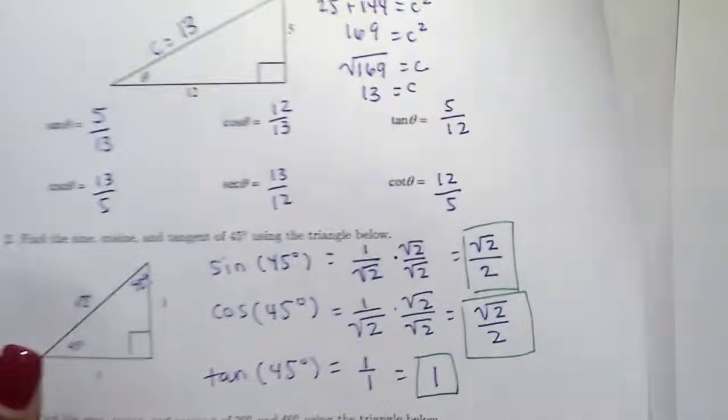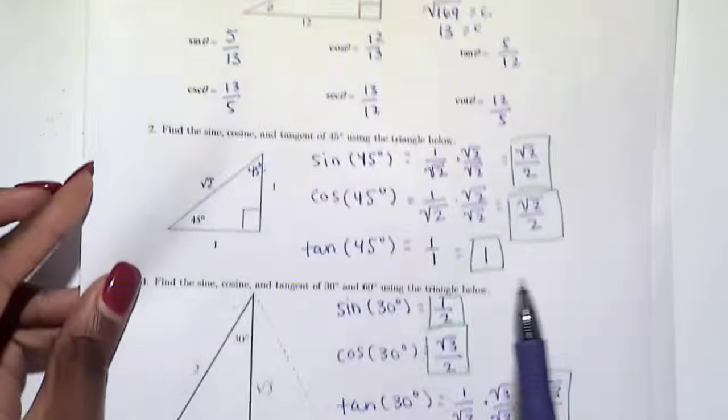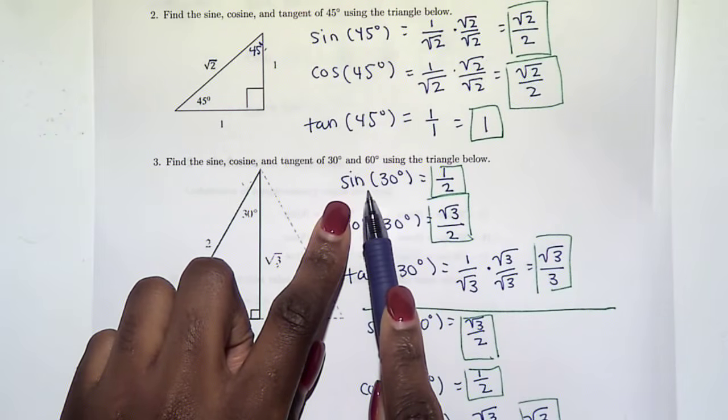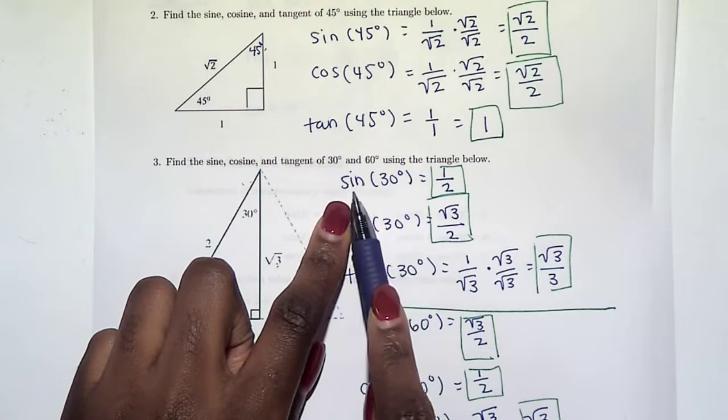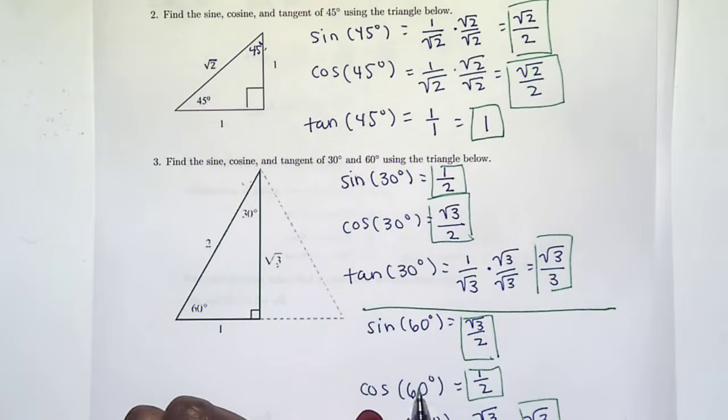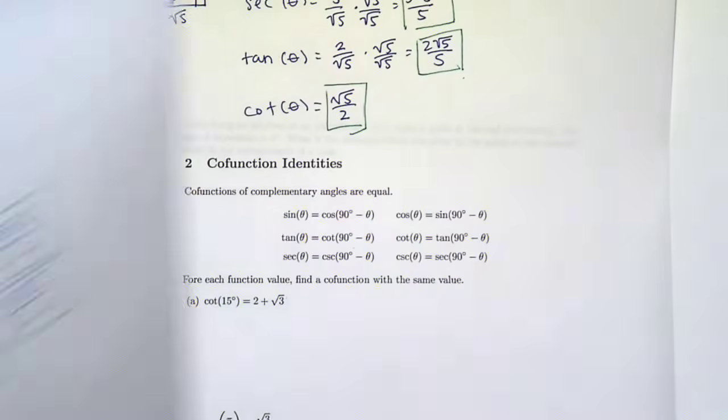So back to this example. Sine of 30 degrees should be the same as cosine of 90 degrees minus 30, which is 60. So these two should be the same. This is called a cofunction identity.